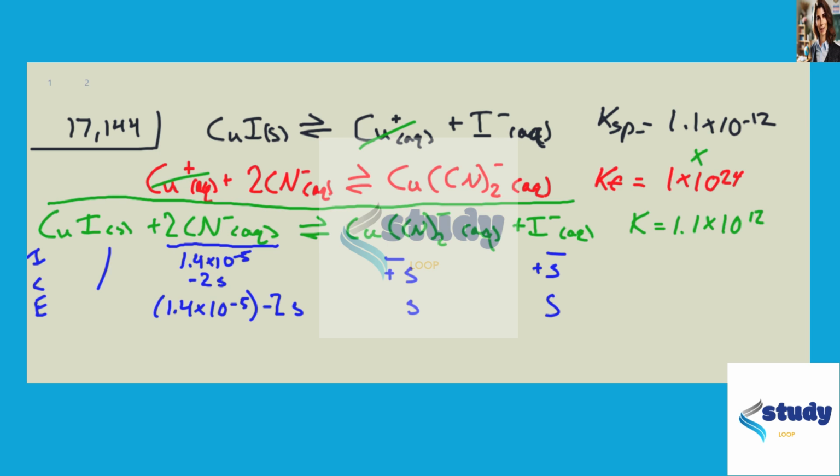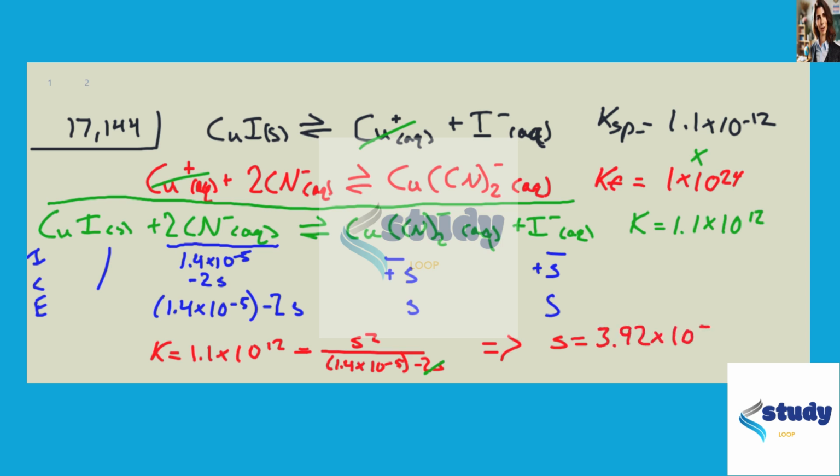So we can set this equal to K. K is equal to 1.1 times 10 to the 12. And so we have s squared over this 1.4 times 10 to the minus 5 minus 2s. Now we're going to cancel this because we're approximating that s is small. And so we multiply both sides by 1.4 times 10 to the minus 5 and take the square root, and we get s is equal to 3.92 times 10 to the third molar. And this is the solubility.